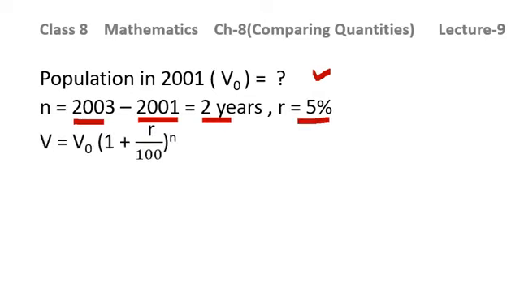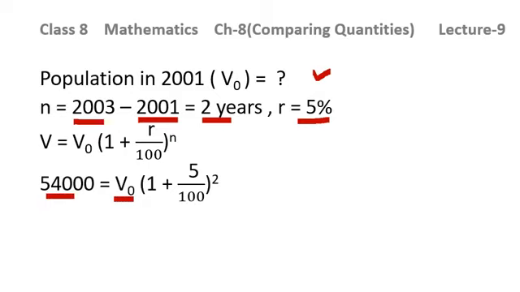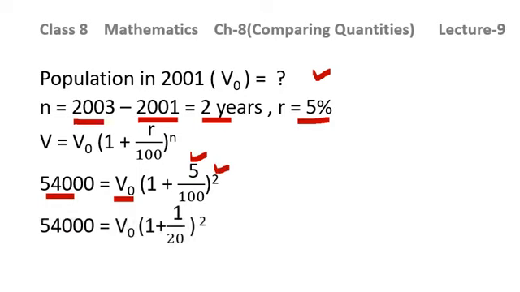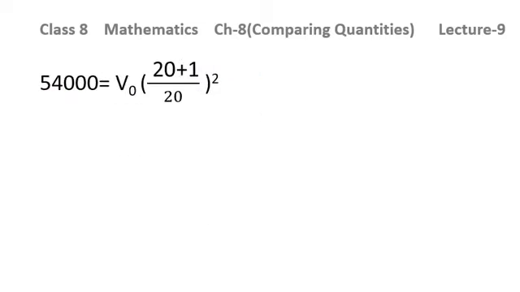So putting the values in the formula simply, V is given to you as 54,000. We have put that in place of V. V naught is unknown, so let it be V naught, or you can take any other variable. R is 5%, 5 written over here. N is 2, we have written N is equal to 2 in the formula. Then solving it, after cancelling 5 over 100, you will be getting 1 over 20. Rest will be same. So after taking the LCM in the bracket, you will be getting like this, and the equation will be 54,000 is equal to V naught bracket 20 plus 1 over 20 raised to the power 2.